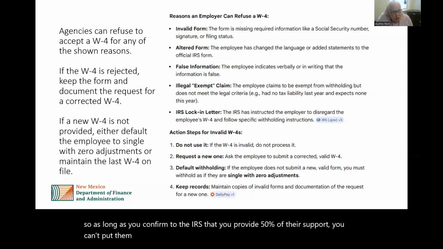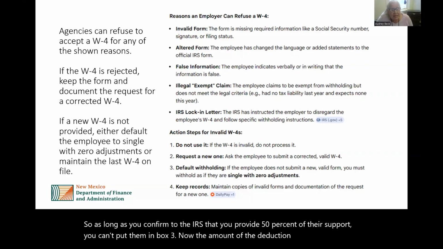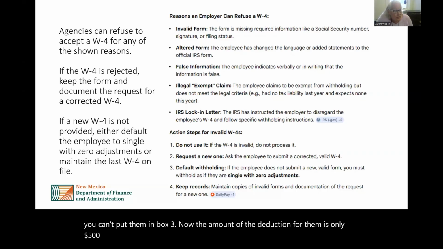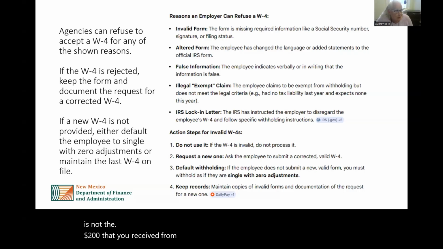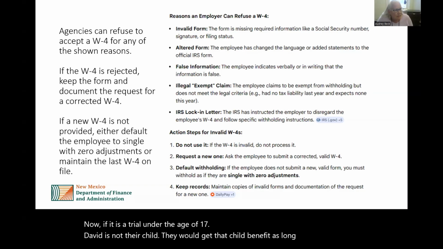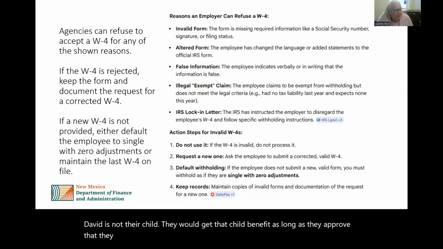Now, the amount of the deduction for them is only $500. It is not the $2,200 that you receive from a child under the age of 17. And they need to be aware of that. Now, if it is a child under the age of 17, even if it is not their child, they would get that child benefit as long as they can prove that they are indeed supporting them more than 50%. Most children have child support, so you would really have to look at that.